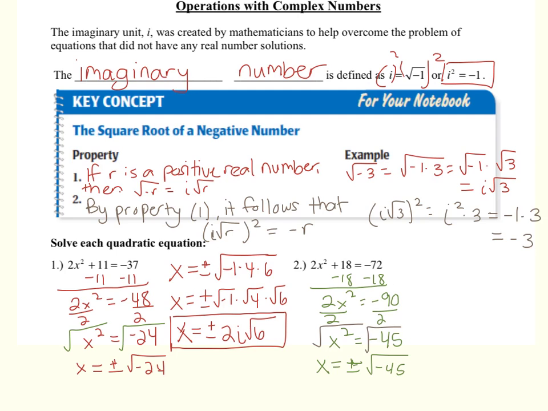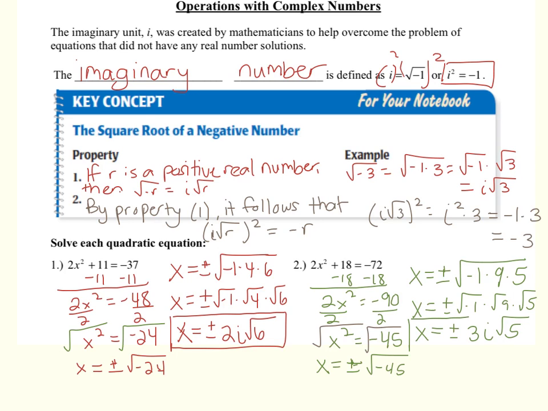Well, I've got to break that down because I can't leave a negative under my square root. And I also know that 9 is a factor of 45. So I break negative 45 down into negative 1 times 9 times 5. So via the product rule, I can write the square root of negative 1 times the square root of 9 times the square root of 5. So the square root of 9 is 3. The square root of negative 1 is i. And then we have the square root of 5. So it's plus or minus 3i square root of 5.